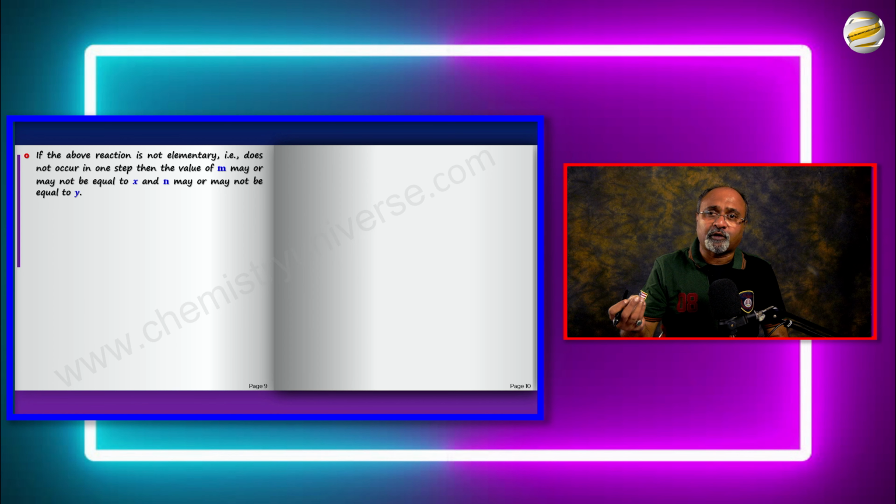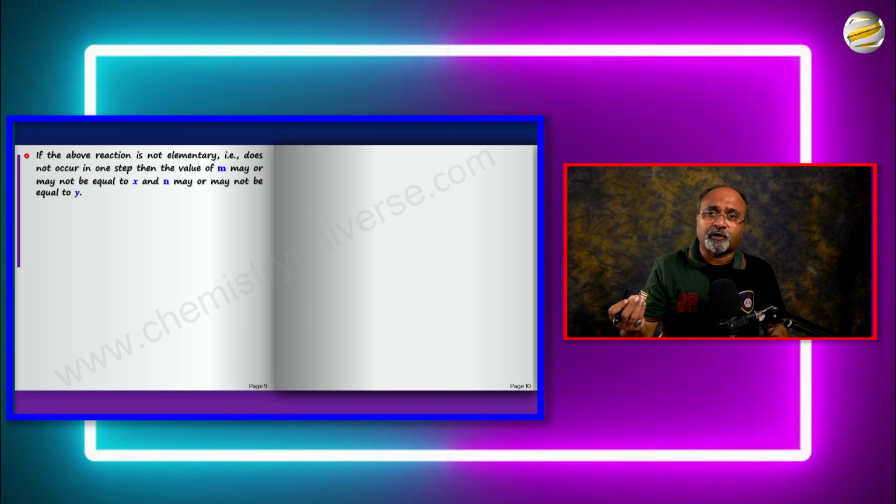Because now you have A1 and A2, now you have B1 and B2, and you have that many combinations to play with. So the probability of collision determines the order. So more the probability, more would be the order. And in this case, if it is a simple reaction, one-step reaction, all collisions are happening within that reaction, or you can say that all collisions that determine the rate of the reaction are happening in that very step, and therefore the power and the coefficients match.